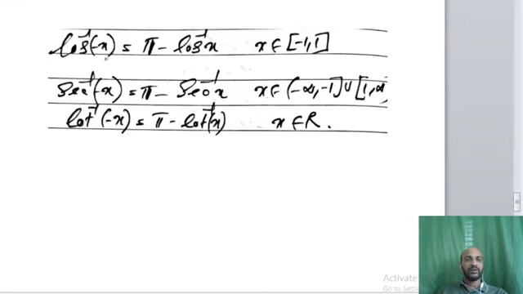Cos inverse of minus x is equal to pi minus cos inverse of x. Sec inverse of minus x is equal to pi minus sec inverse of x, and cot inverse of minus x is equal to pi minus cot inverse of x. Actually, the principal branches of cos inverse, cot inverse and sec inverse are similar. What is the principal branch of cos inverse? It is 0 to pi. The principal branch of cot inverse is open interval 0 to pi, and the principal branch of sec inverse x is closed interval 0 to pi minus pi by 2. Let us prove the first result.